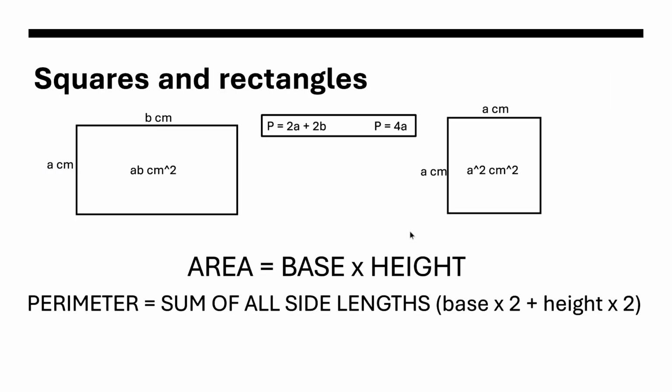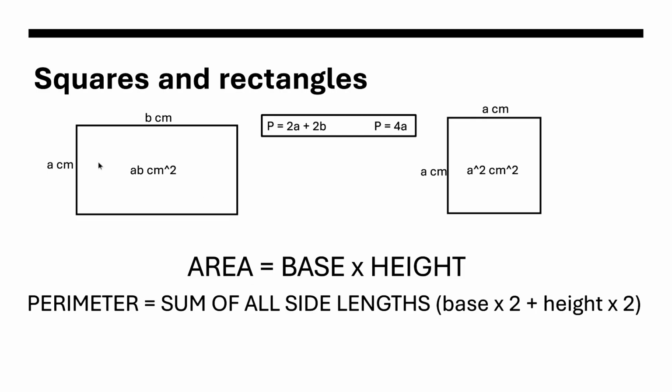Area is base times height, or width times length. Looking at this rectangle, we have a length of b and a width of a, so the area is ab. Area is measured in centimeters squared, so we write ab centimeters squared. For this square, we have length and width of a, so the area is a squared centimeters squared.